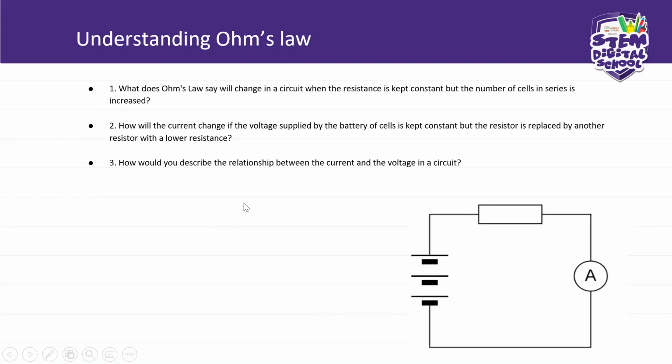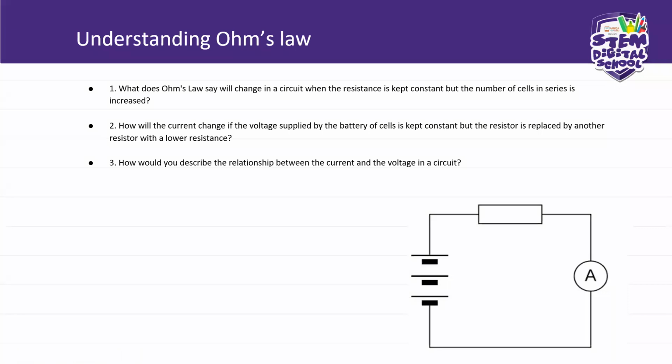Right. We are just revising what you did yesterday to make sure that you know it, and then we can proceed. What does Ohm's law say will change in a circuit when the resistance is kept constant, but the number of cells in series is increased? What will change? What will be the change? What will change? The current will change, okay?